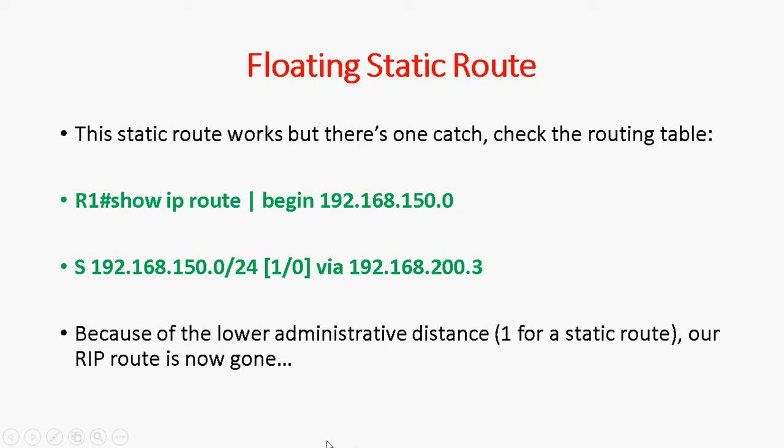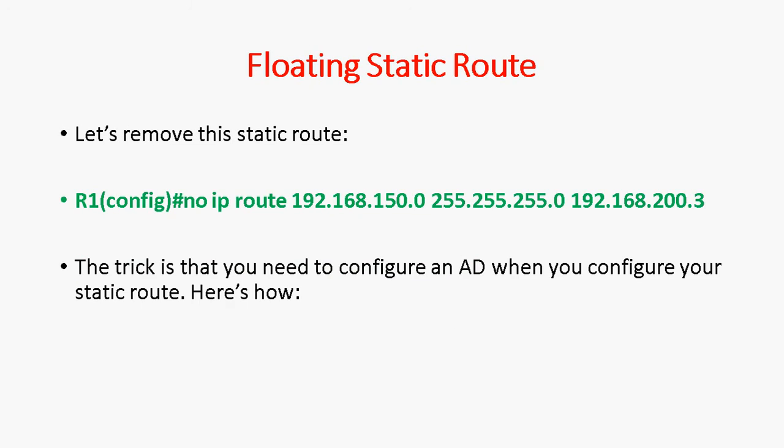Now you can see the R1 router prefers the static route due to the AD value. The static route AD value is 1, and the RIP AD value is 120. So the router automatically prefers the static route over RIP because of the lower AD value. Now I remove the static route, because I can use a static route for backup, not as primary. The primary is the RIP protocol only.